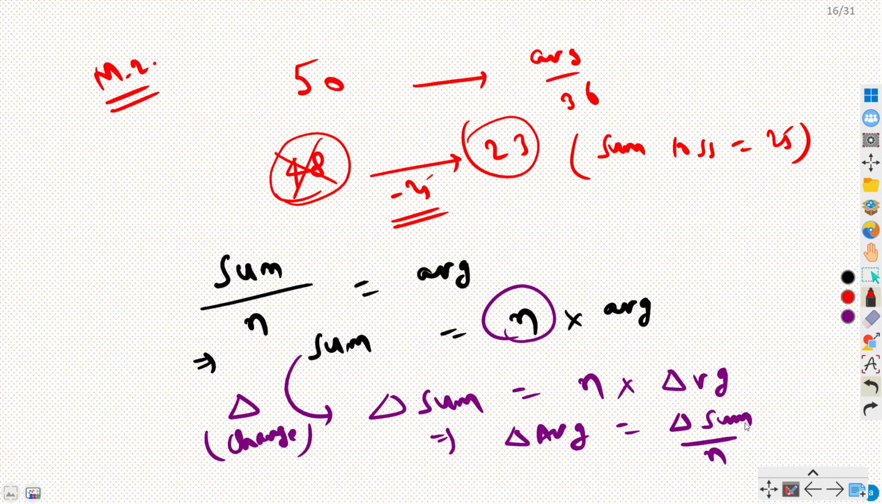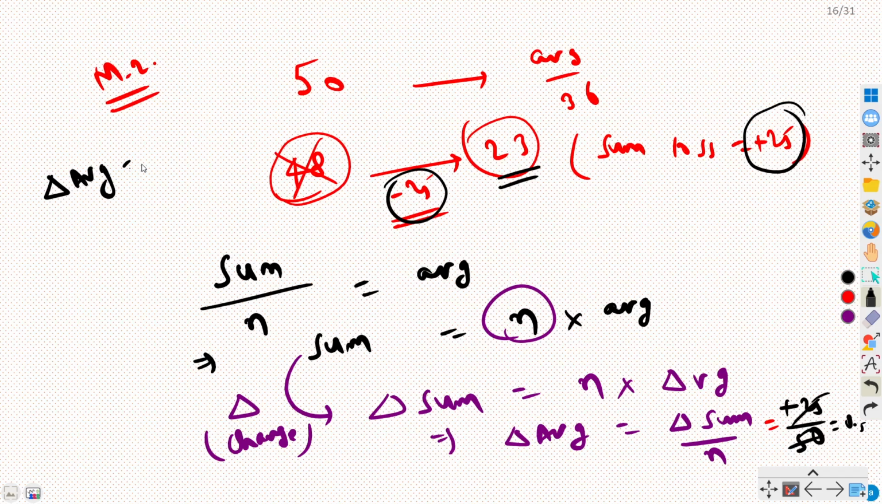Now what is your delta sum? What is the change? Your change is plus 25, right? You should have taken 48, but you took 23, you took 25 less. It means that your actual sum is 25 more. It means that the change in sum is plus 25, divided by n. N is 50. So from here we will get 0.5, right? So I got delta average as plus 0.5.